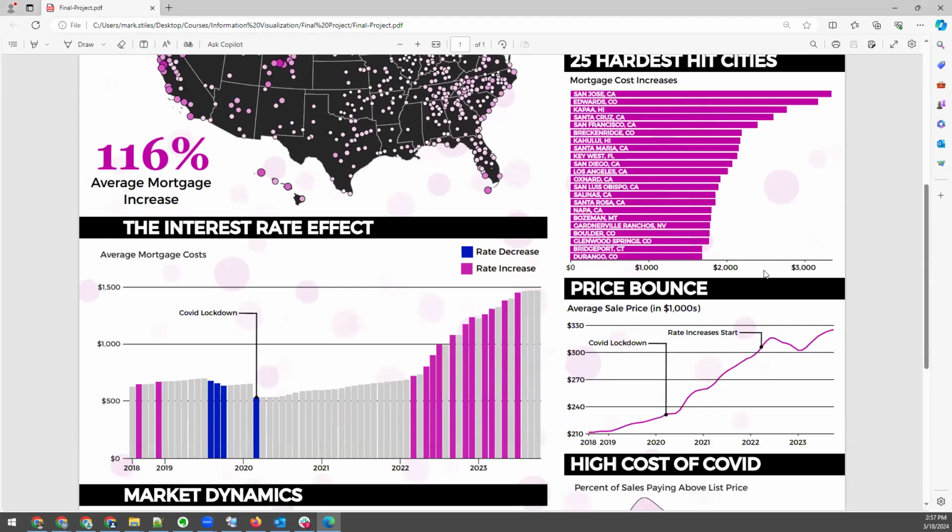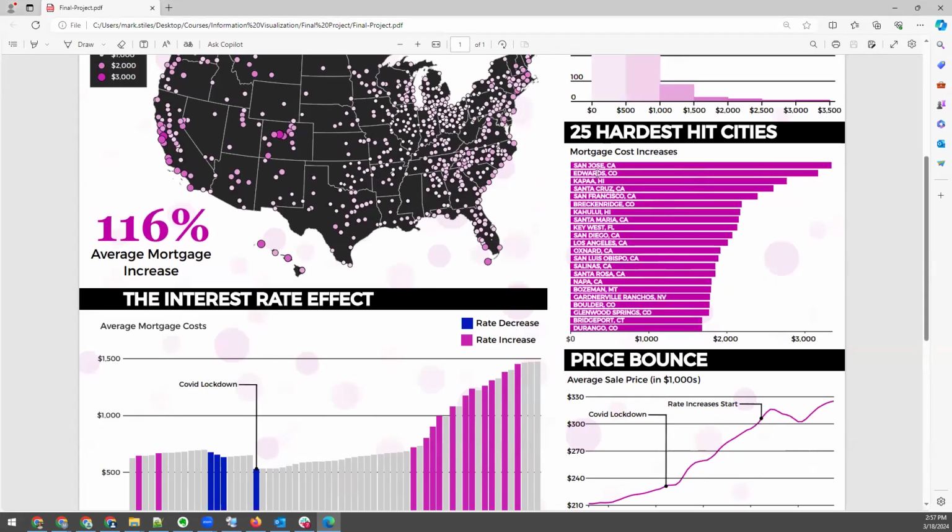And so the 25 hardest hit cities here, San Jose, California, all the way up to about $3,300 more than the mortgage used to cost. Edwards, Colorado, Hawaii, California, Key West, Florida, all the way down here to Montana, Nevada, and Connecticut. And Massachusetts just didn't make the cut, but it was pretty close.